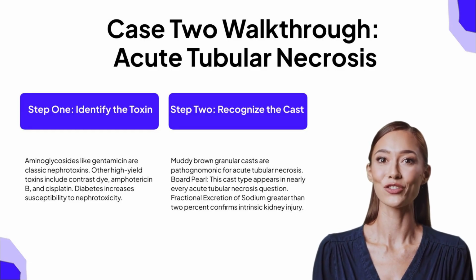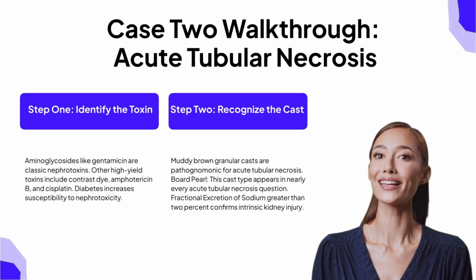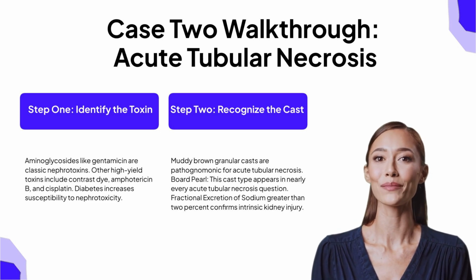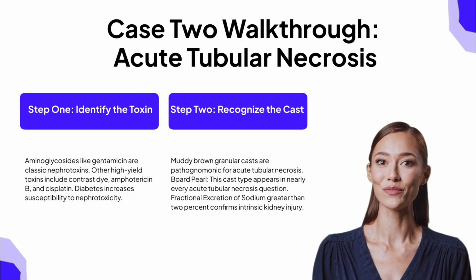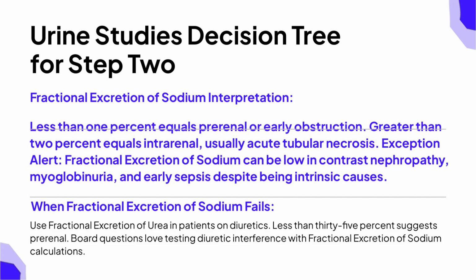The fractional excretion of sodium of 3% confirms we are dealing with intrinsic kidney injury, not prerenal. The correct answer is acute tubular necrosis from aminoglycoside toxicity. Now let us solidify your understanding of fractional excretion of sodium interpretation. Less than 1% suggests prerenal or early obstruction. Greater than 2% suggests intrarenal, usually acute tubular necrosis.